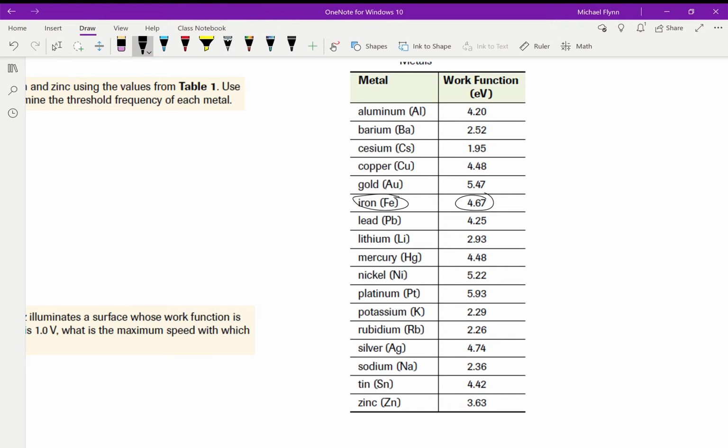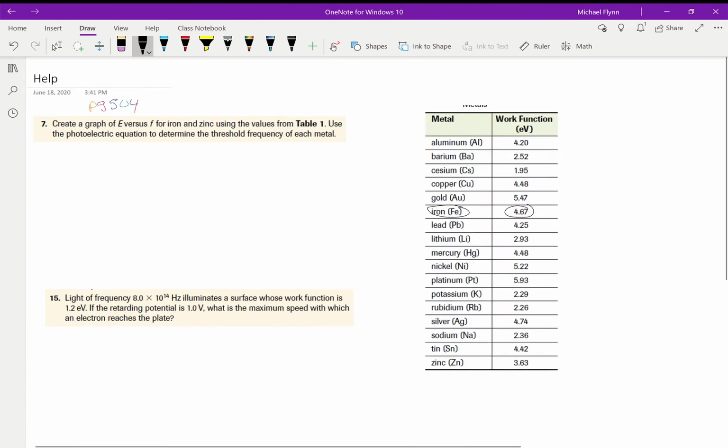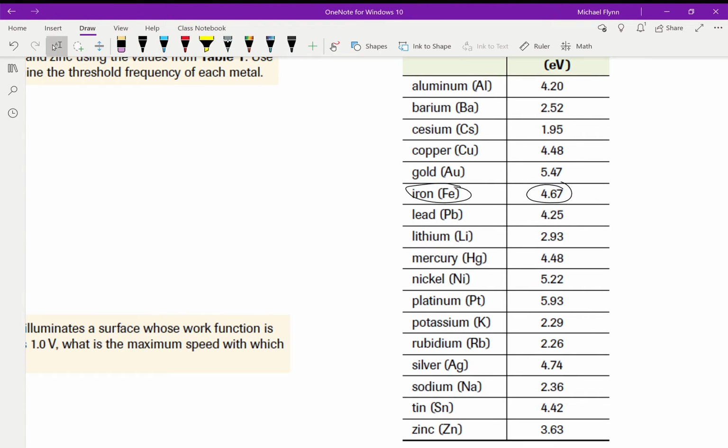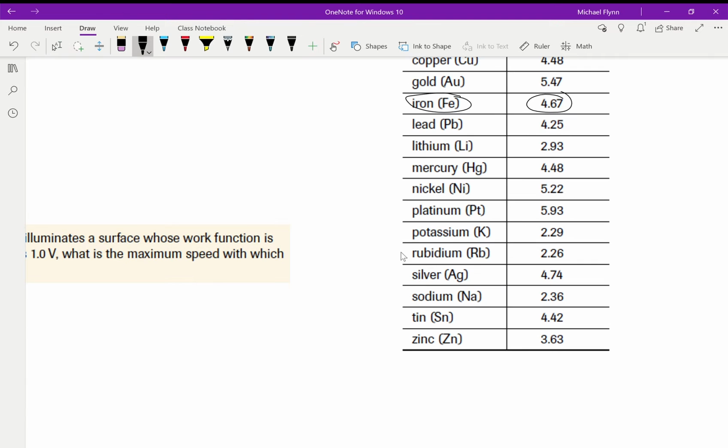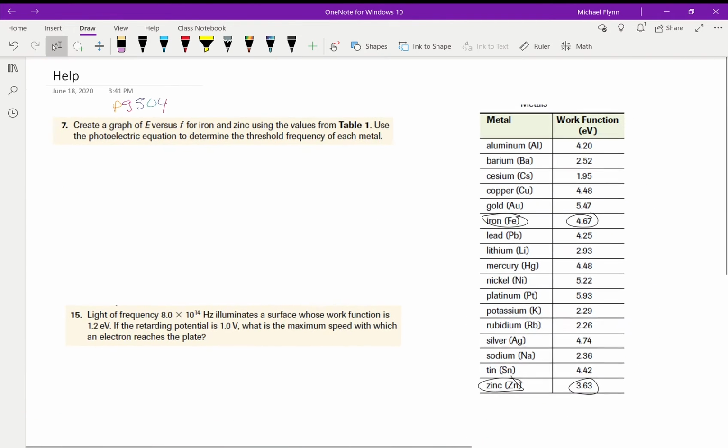Yeah, okay. I guess we'll convert that to joules. We'll convert it to joules. Okay, and what was the other one? Zinc? Okay, iron and zinc. So zinc is down here somewhere. Zinc has a work function of 3.63, so we need those two numbers.